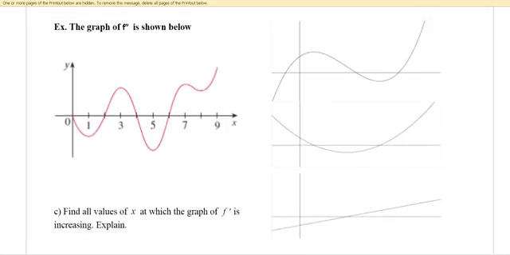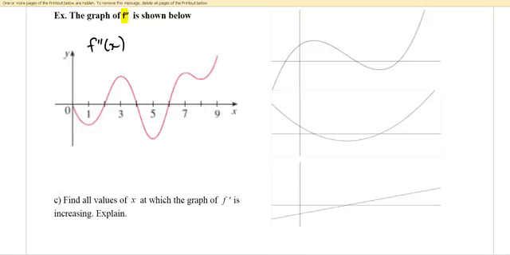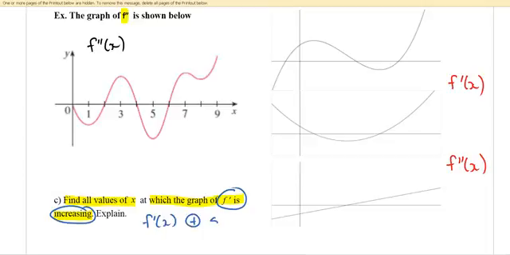All right, so once again, I'm giving you the second derivative. So this is f double prime of x. And this time I want to find all values of x at which the first derivative is increasing. Okay, so I'm looking at the first derivative. So here's the sample first derivative, and here is the second derivative. Okay, so where is f prime of x increasing? That's the same thing as where does f prime of x have a positive slope? Increasing means positive slope. Okay, so I have a positive slope right here from here to here.